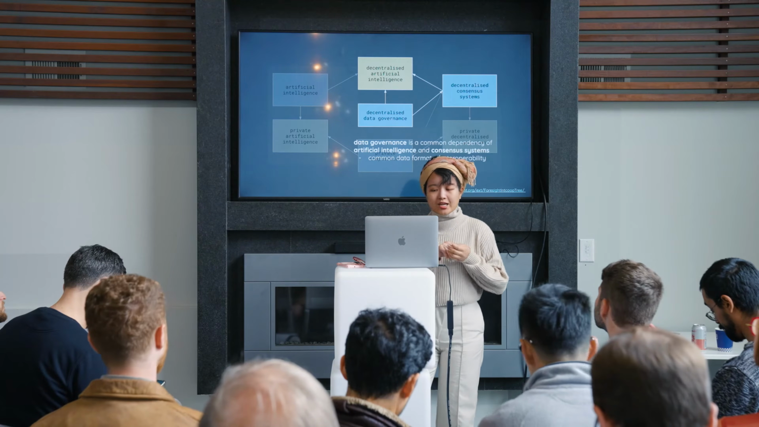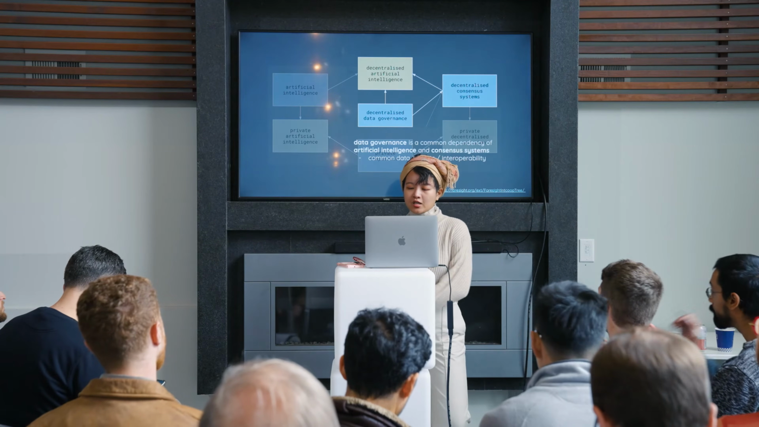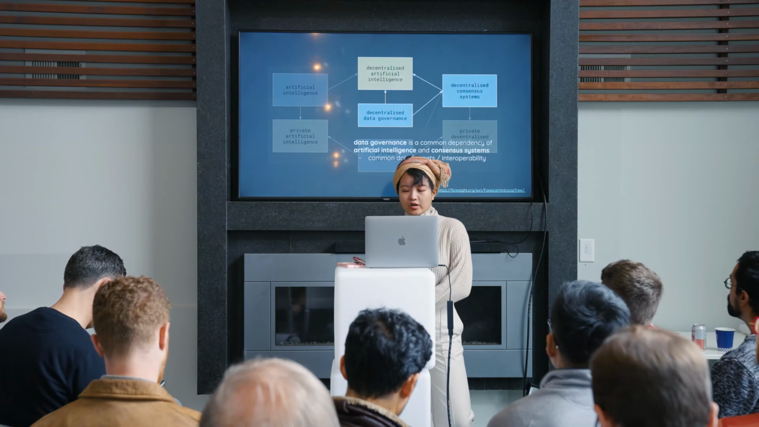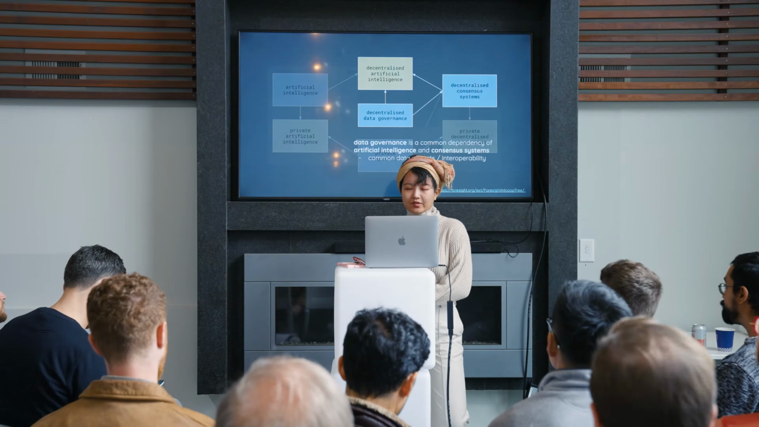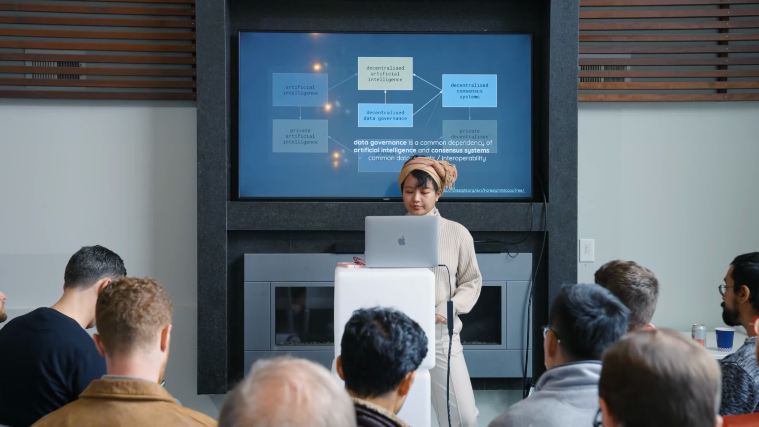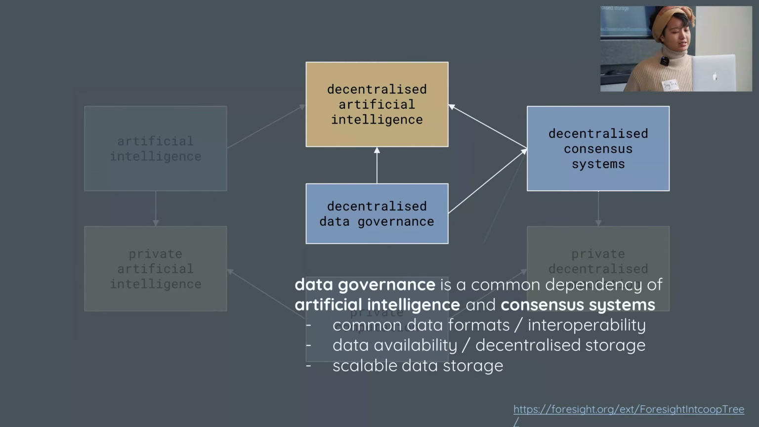Some examples of data governance are common data formats, which make different systems interoperable, data availability or decentralized storage, as well as scalability, how to make your data accessible to even resource-constrained clients.